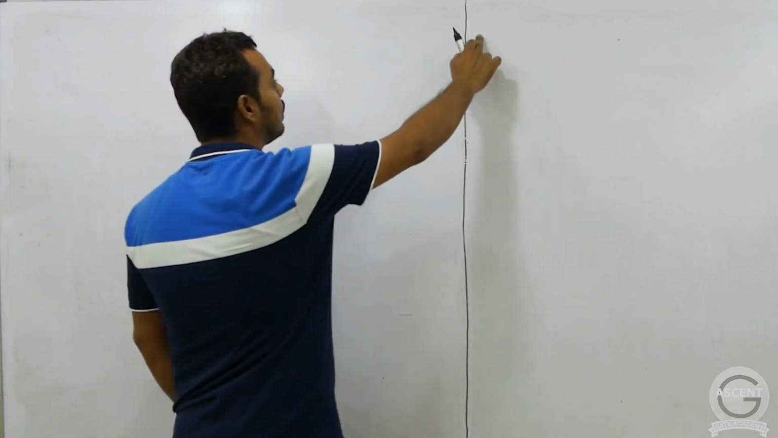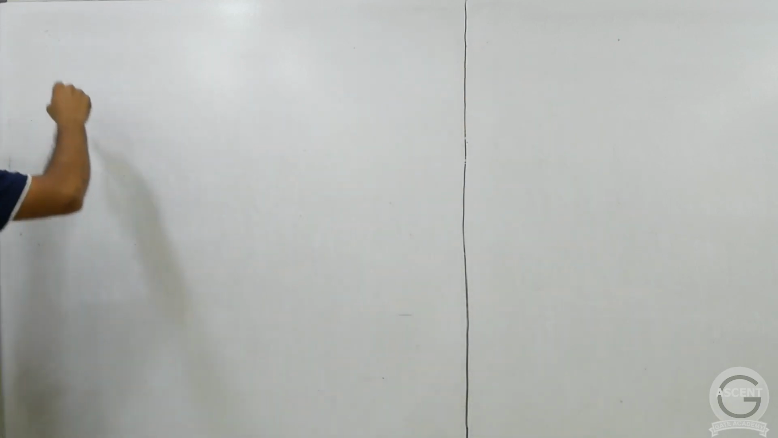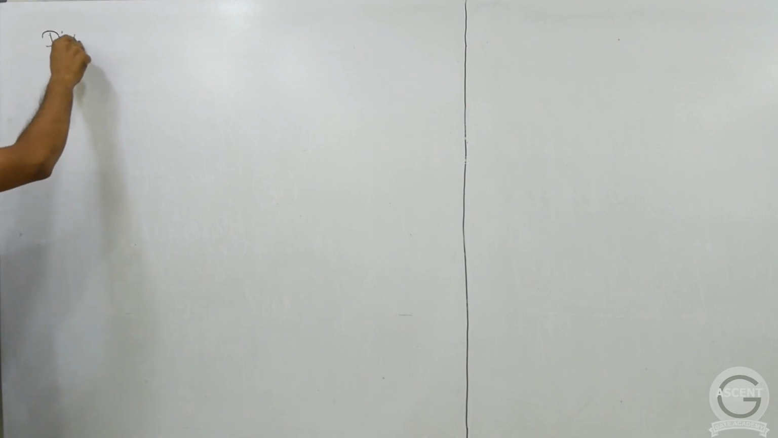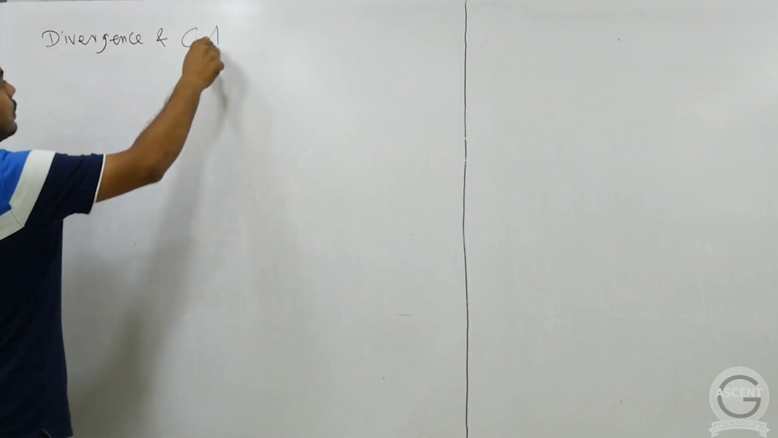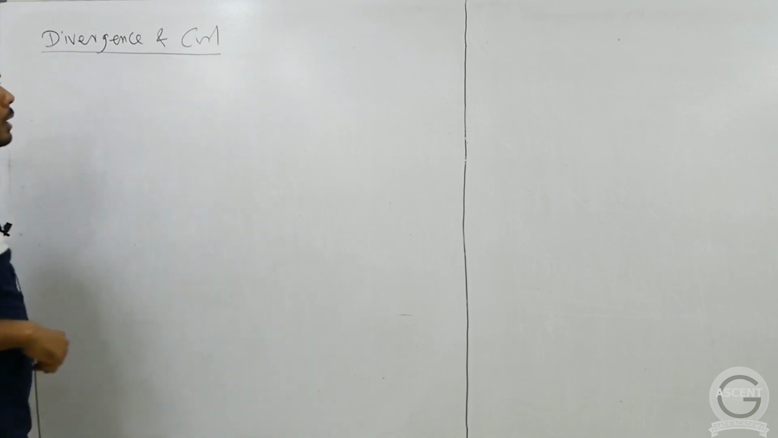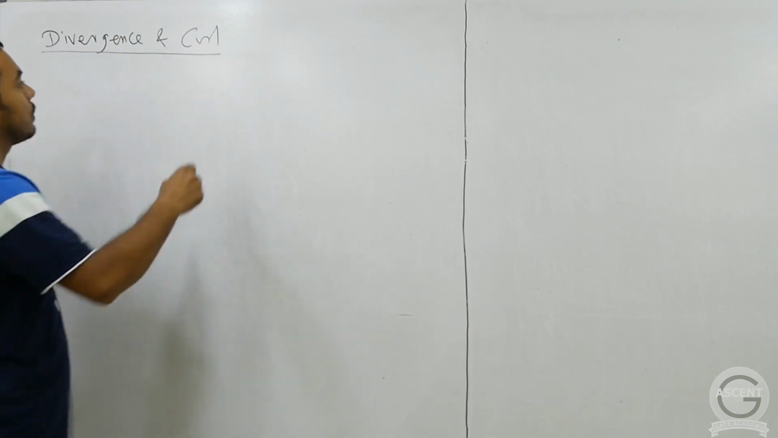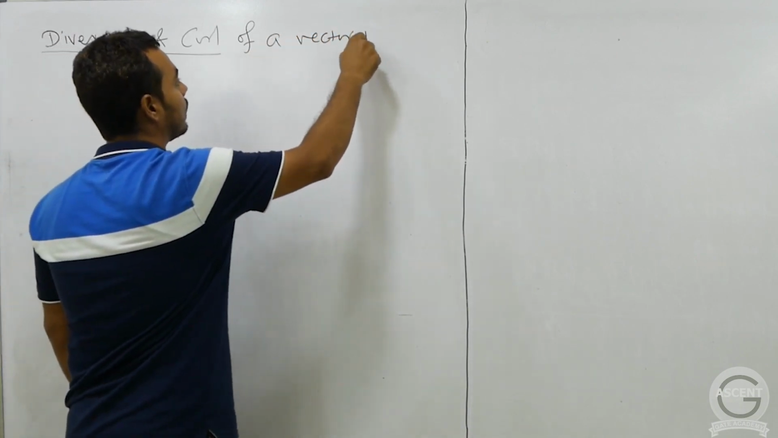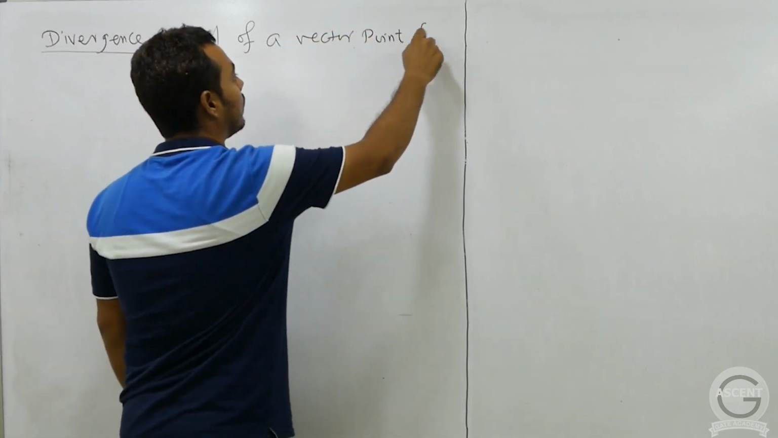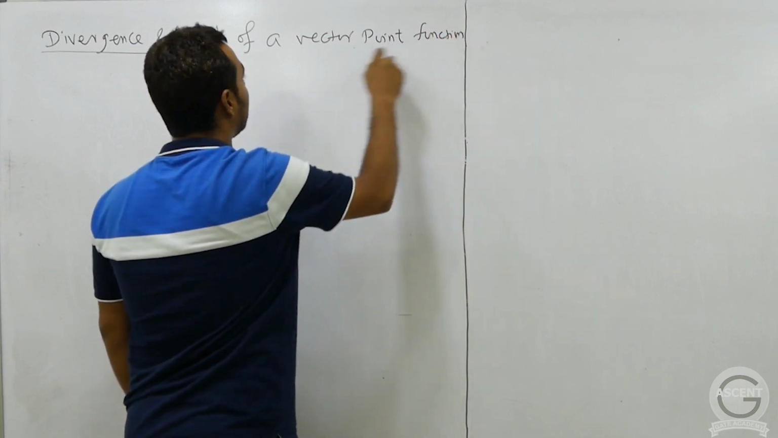Now next we have to learn about curl and divergence. So our next heading will be divergence and curl. Now these two are calculated for a vector function, divergence of and curl of a vector point function. Now what is the meaning of this vector point function?